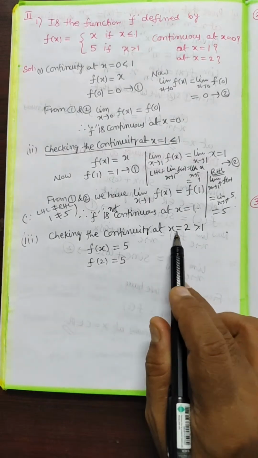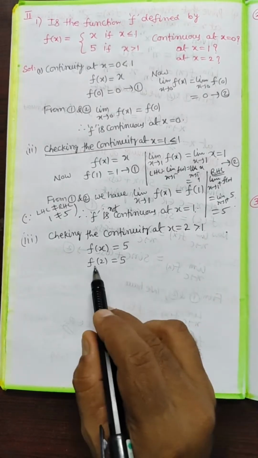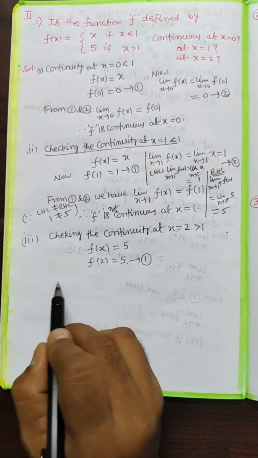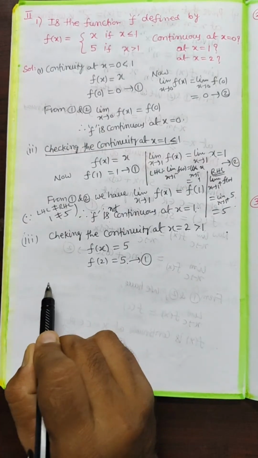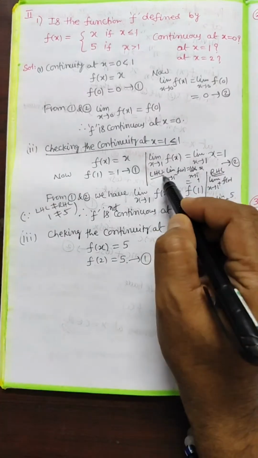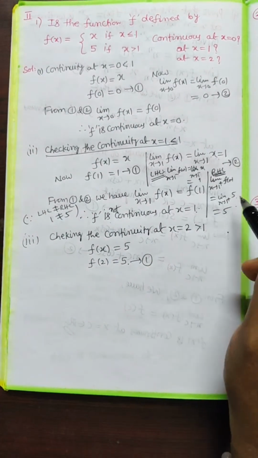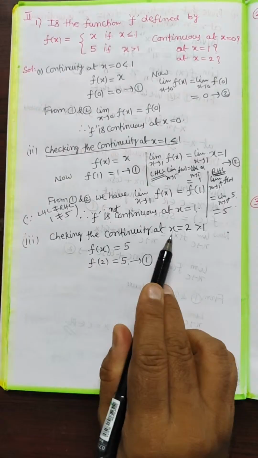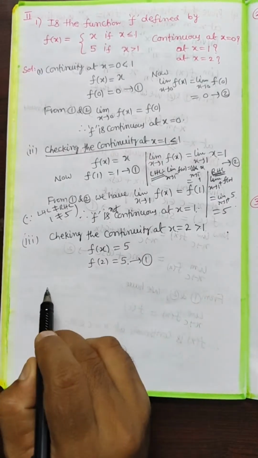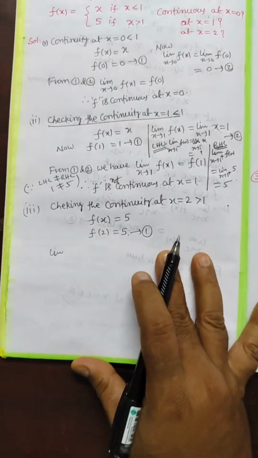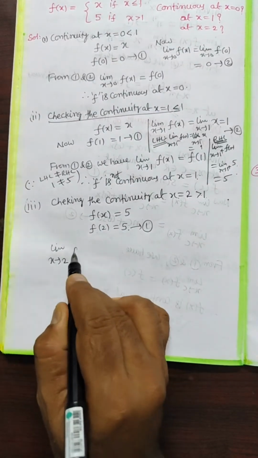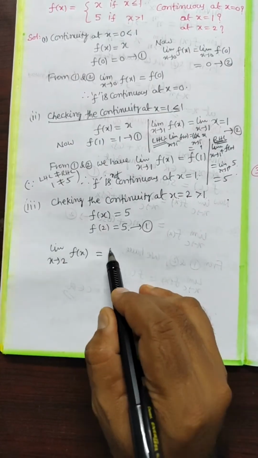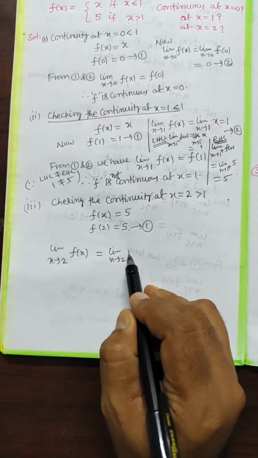Now checking the continuity at x equal to 2. f of 2 is equal to 5. Equation number 1. LHL, RHL: this is 1, this is 5. Checking the continuity at x equal to 2, 2 is greater than 1. f of 2, how does it come? Limit x tends to 2 f of x. x is equal to 2, f of x value is 5 now. Limit x tends to 2 of 5.